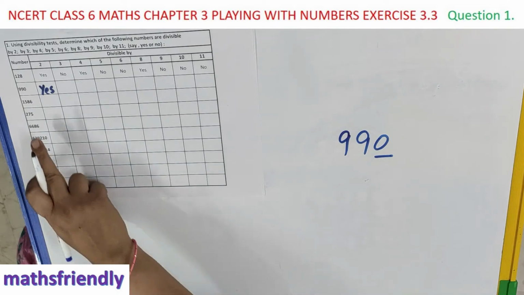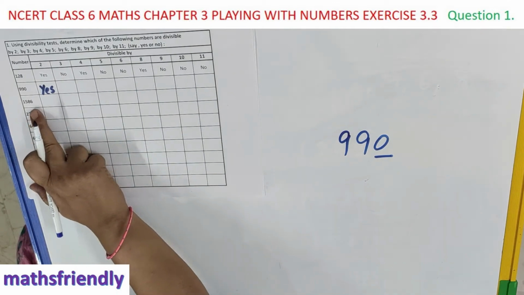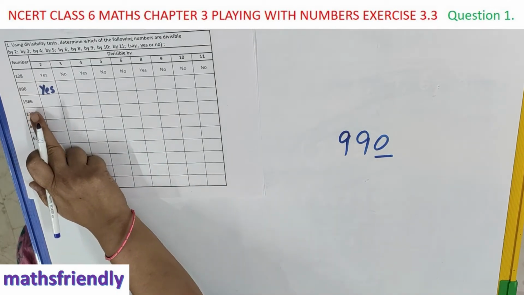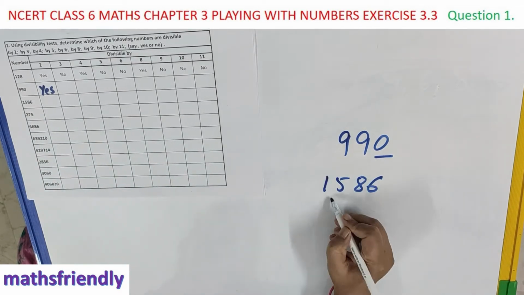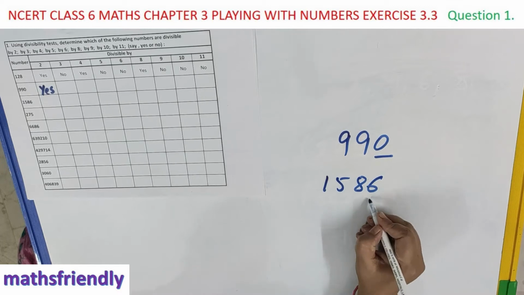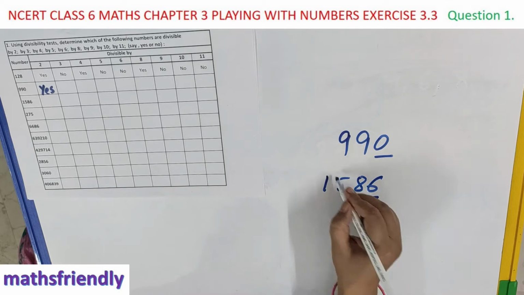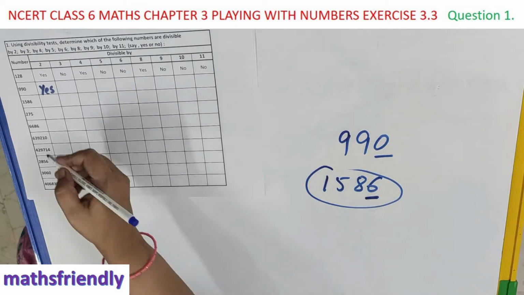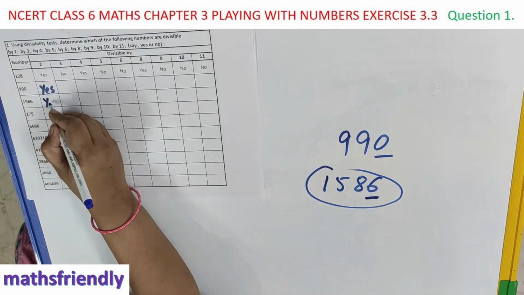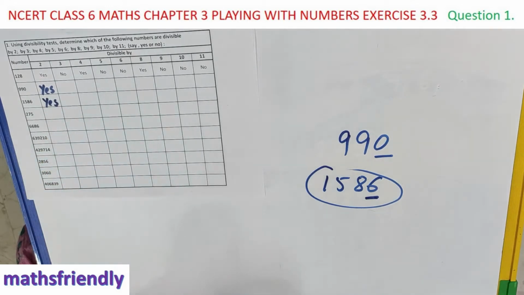Now, what is the second number? The second number is 1586. The units place of this number is 6. It means this number is divisible by 2 because the units place has 6. So yes, this number is also divisible by 2.